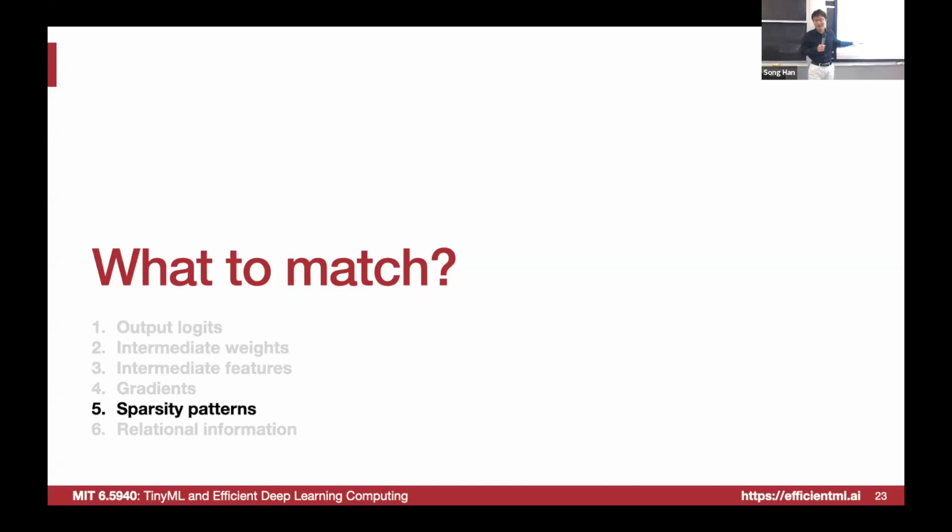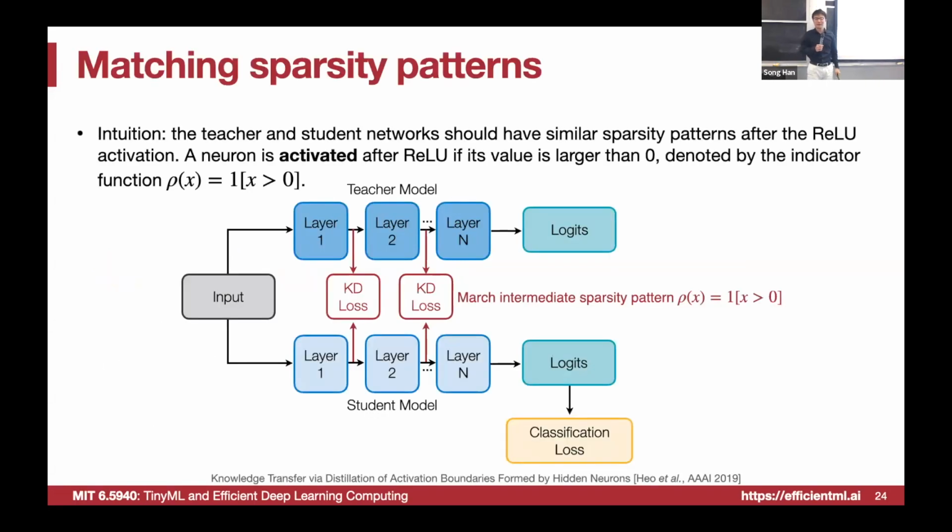Another interesting part, we can also match the sparsity pattern. So sometimes after the ReLU function, a neuron is activated if the value is greater than 0. Otherwise, it will be 0. We use this to indicate the ReLU function. So we try to match the teacher and student's sparsity pattern. If for the teacher this is 1, for the student it should also be non-zero, greater than 0. Otherwise, if the teacher is 0, the student should also be 0.